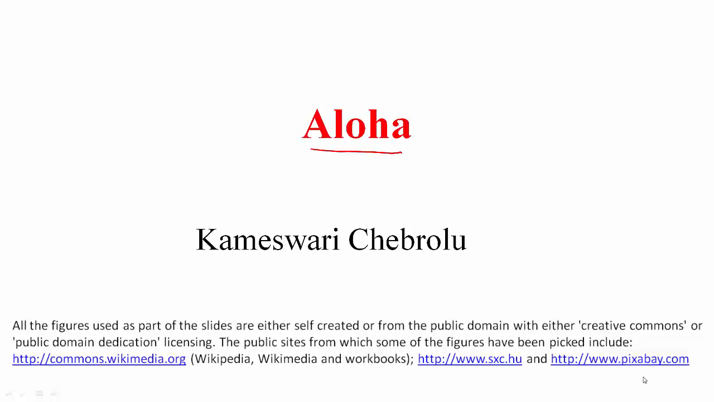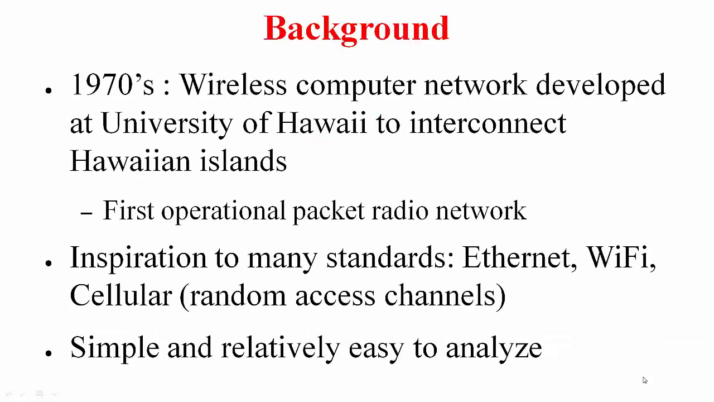Now, where did this Hawaii come from? In the 1970s, the first packet radio network was deployed at the University of Hawaii to interconnect the Hawaiian Islands. And the protocol they used to resolve contention across the stations in the different islands was the Aloha MAC protocol. As such, this protocol never made it into any products or standards, but it has been an inspiration to many operational products as well as standards like Ethernet, Wi-Fi, even cellular.